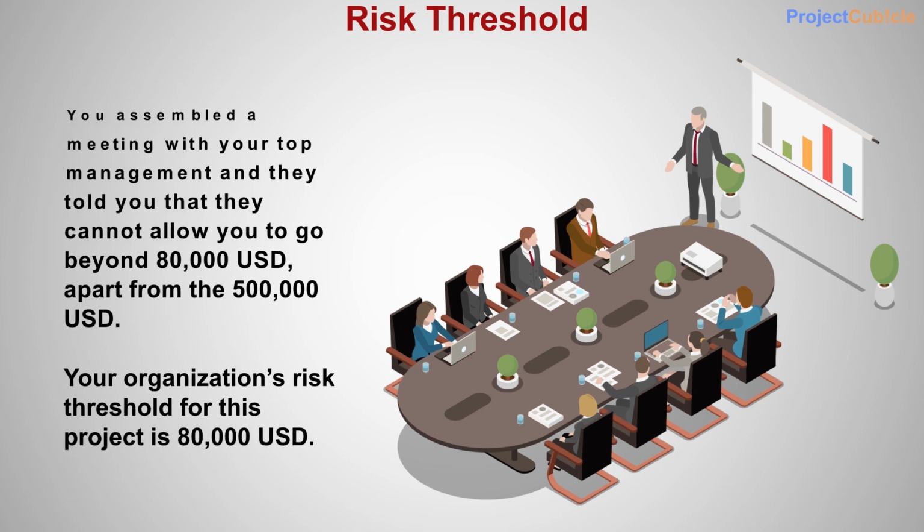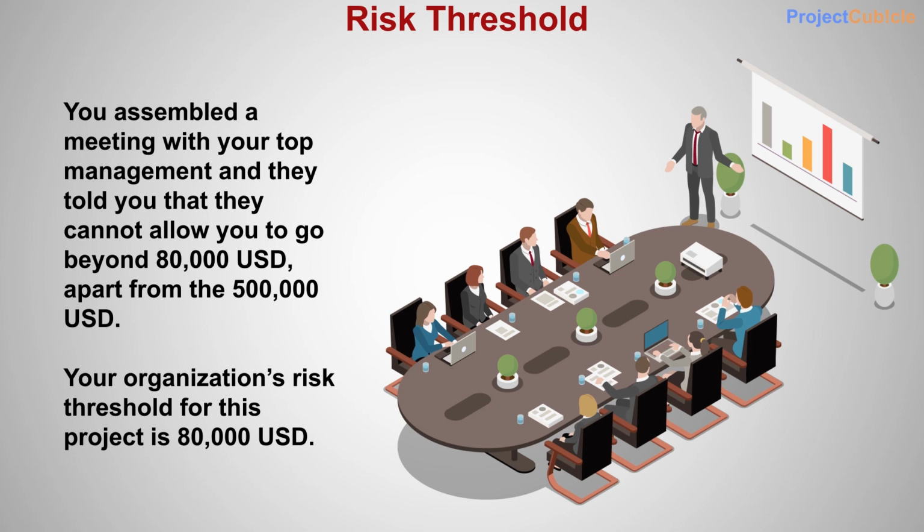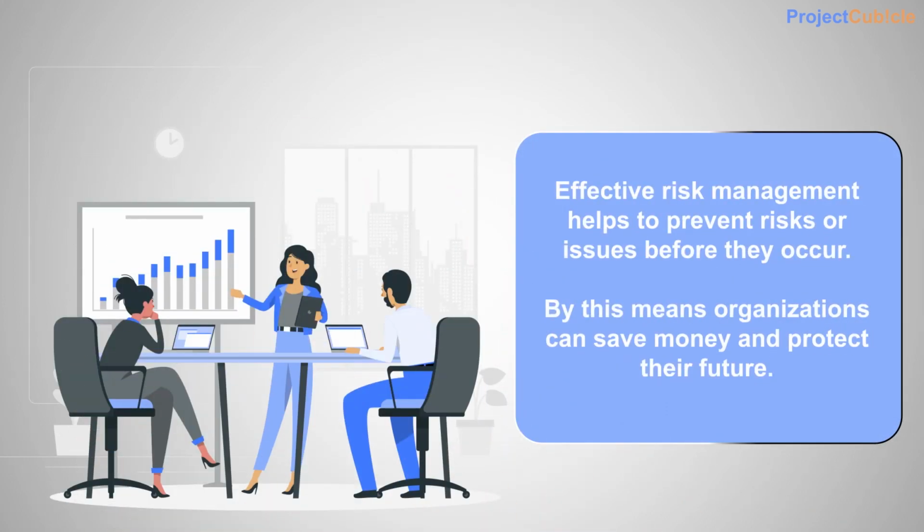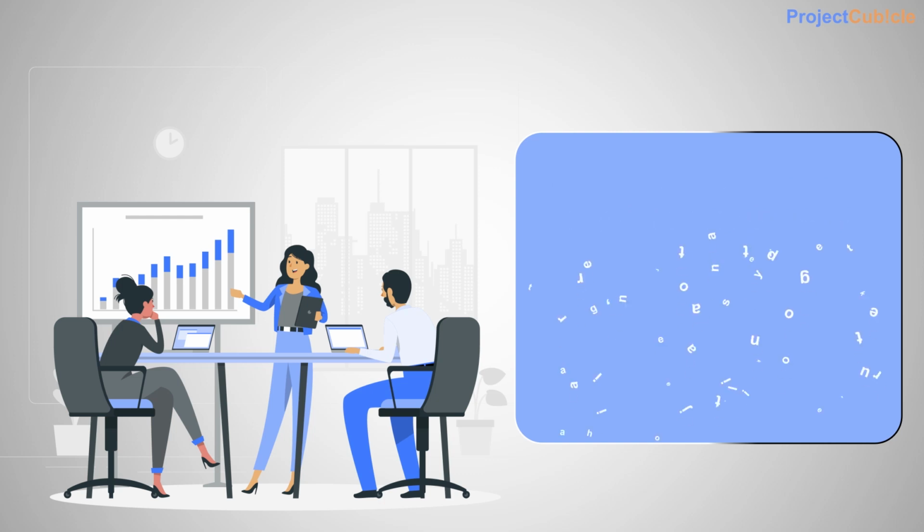You assembled a meeting with your top management and they told you that they cannot allow you to go beyond 80,000 United States dollars, apart from the 500,000 USD. Your organization's risk threshold for this project is 80,000 USD. Effective risk management helps to prevent risks or issues before they occur. By this means organizations can save money and protect their future.